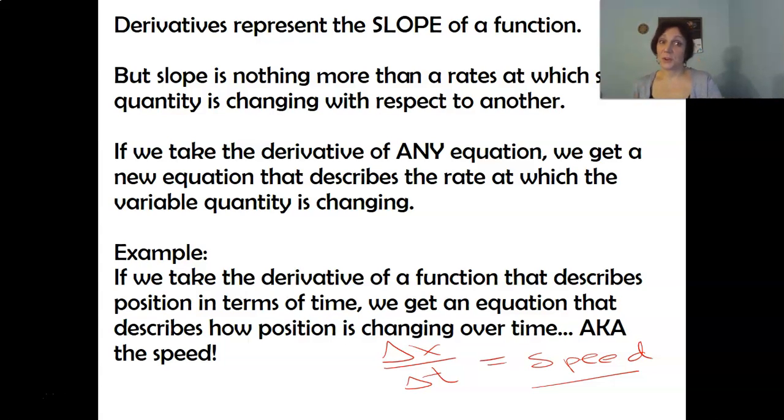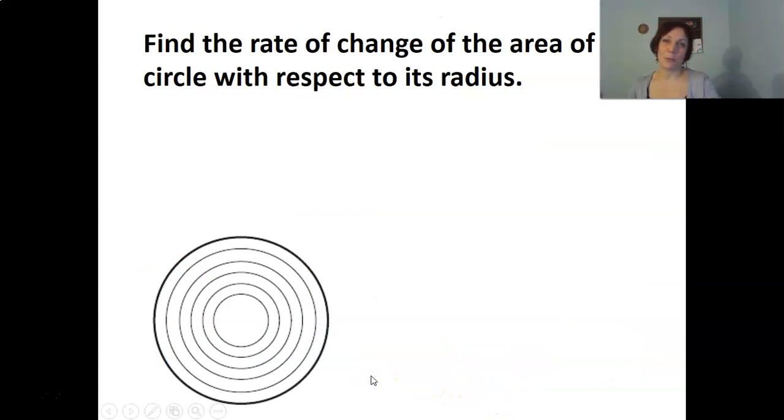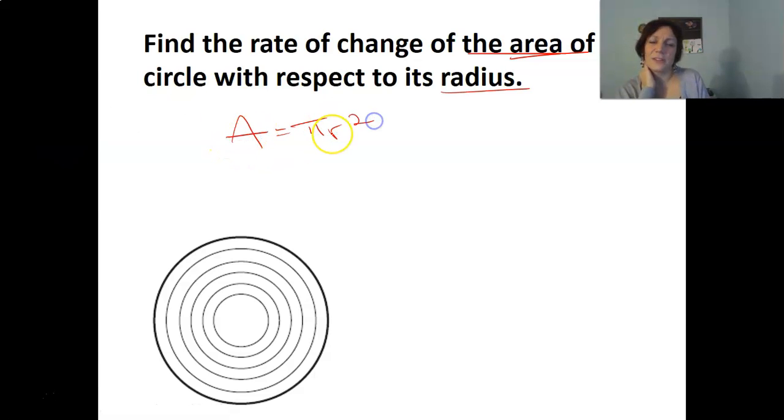So I'm going to start with one that gets me every time. I never stop being amazed by this problem. Okay. It says find the rate of change of the area of a circle with respect to its radius. So I need to know how area is changing with radius. So I need an equation that relates the area of a circle to its radius. Very good. Area is pi r squared. We didn't even have to look that up.